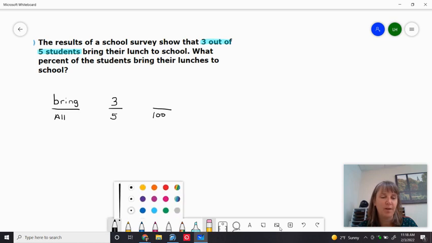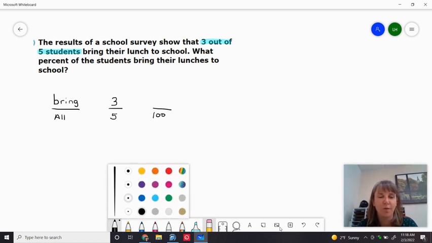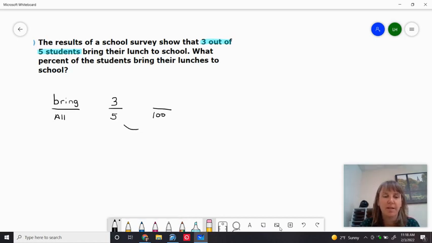We've got students that bring their lunch compared to all students. It was 3 students bring out of 5 students. We need to make this a rate out of 100 so we can figure out what the percent is. Because I know that 5 is a factor of 100, I can multiply by its factor partner to get to 100. Meaning, I know I can multiply 5 times 20 and get to 100. Whatever I do on the bottom, I'm going to do on the top. 3 times 20, I'm sorry, 3 times 20 will equal 60. Made a mistake there. Now I can figure out my percent because the percent is always going to be the numerator in my rate out of 100, which means that this is going to be 60%. 60% bring their lunch to school.